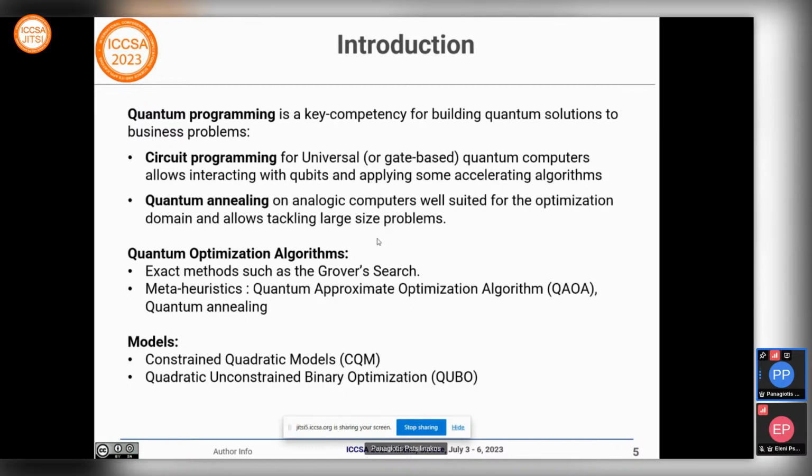In terms of types of algorithms for optimization, we have some exact methods like the Grover search and some meta-heuristics like QAOA and quantum annealing. And in general, those methods require a kind of modeling that uses quadratic modeling. Some machines or environments can cope with constrained models, and here we are more interested in unconstrained models, which are called QUBOs.